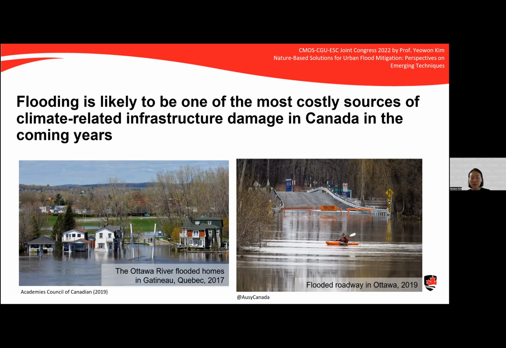The flooding not only causes physical damages to infrastructure systems and buildings, but it also incurred socioeconomic damages such as business disruptions and loss of homes, as well as ecological damages such as habitat losses.